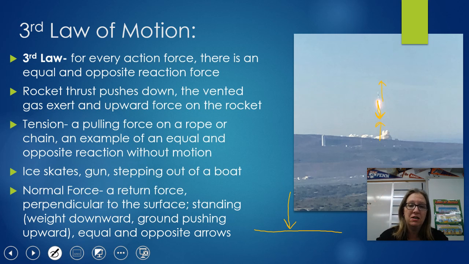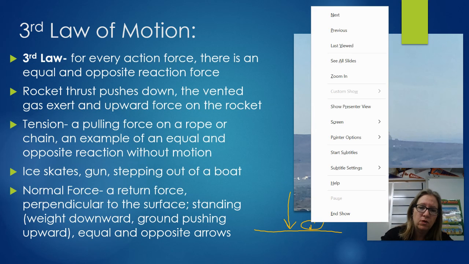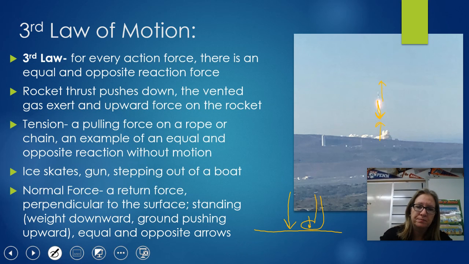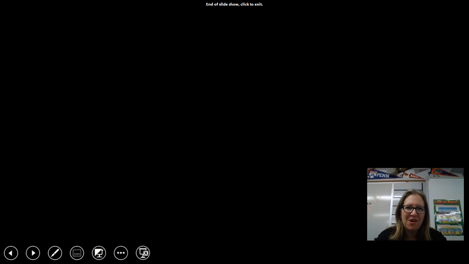So if I'm standing on the ground, okay, there's my legs. If I'm standing on the ground, I'm applying a force straight down. But the ground is actually applying a force back up on me. Okay, those are equal and opposite reactions. Since those forces are perpendicular to the surface, those are considered normal forces. That's all. Okay. You guys are going to do this pretty soon with rockets. Okay. All right. That's it.